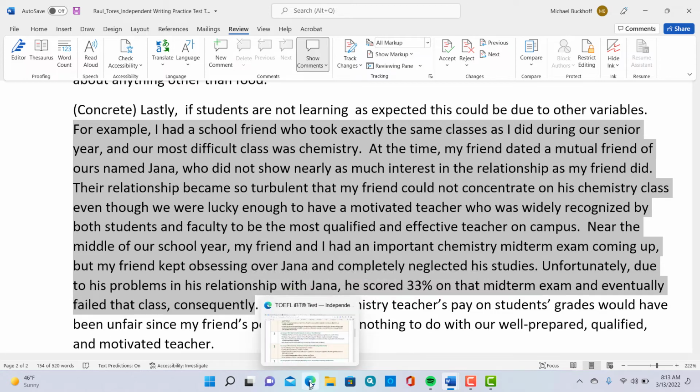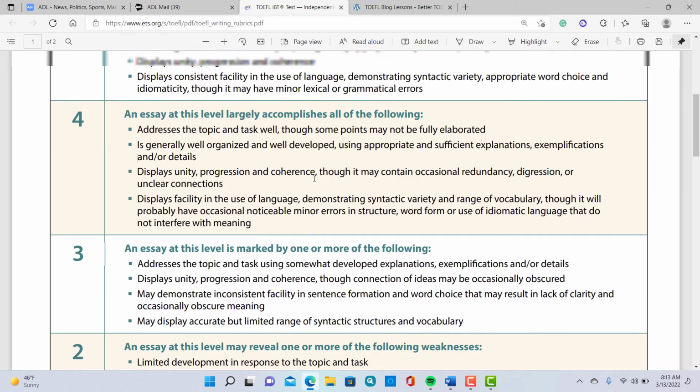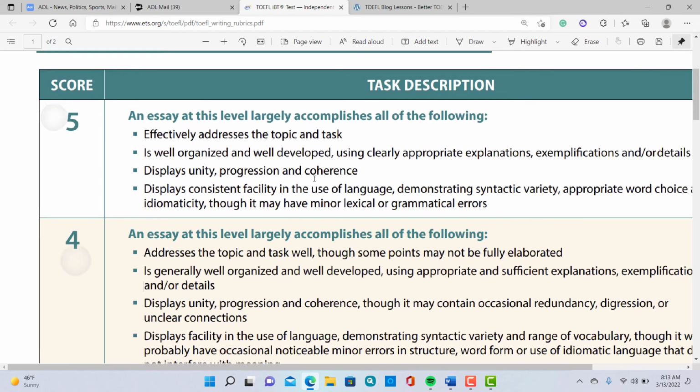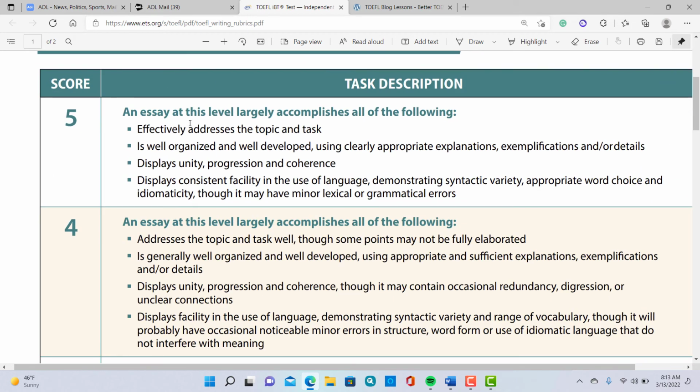So then we go back to the actual rubrics here, and let's take a look. If you look at the paragraph that I'm modeling for you, it says here is well organized and well developed using clearly appropriate explanations, examples, and or details. We can now answer yes to this specific aspect of the rubric. So that would be my advice on that.